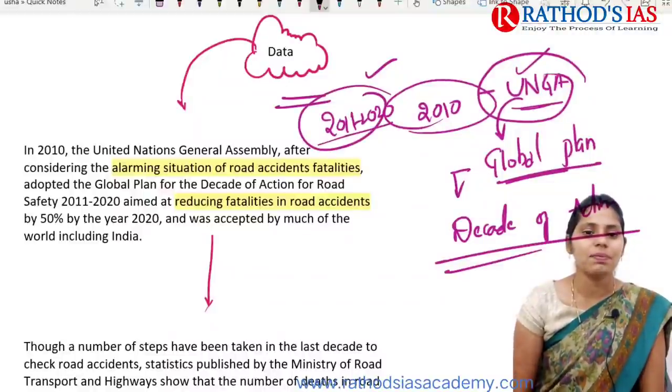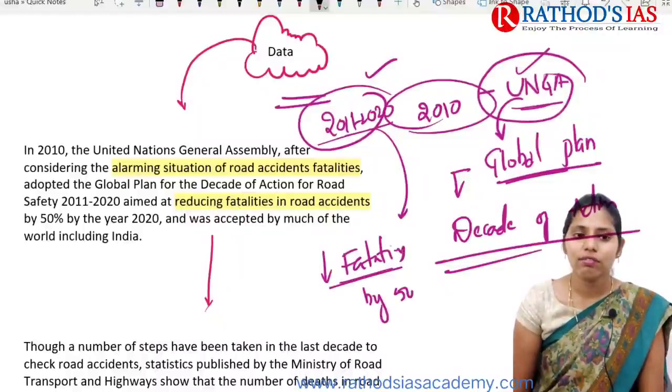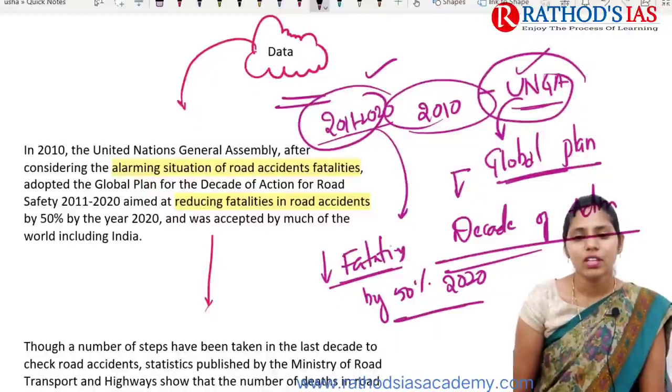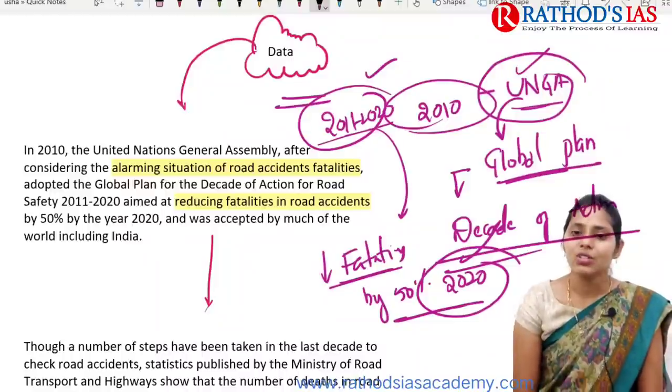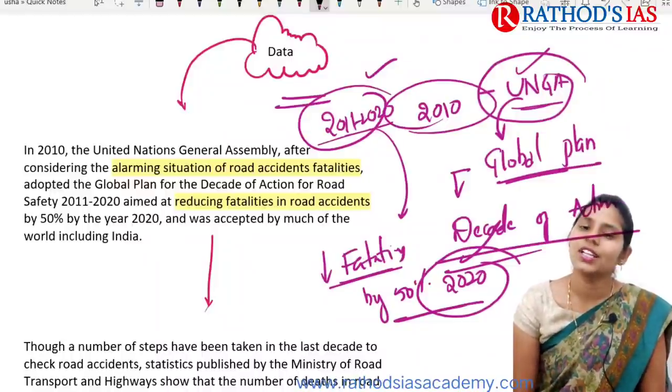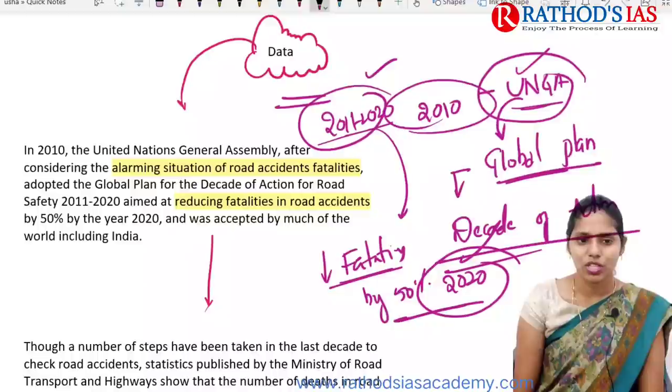Actually, this action plan mainly focused on reducing fatalities in road accidents by 50% by the year 2020. So at that time, that global plan mainly focused on reducing road accidents by 50% by 2020.